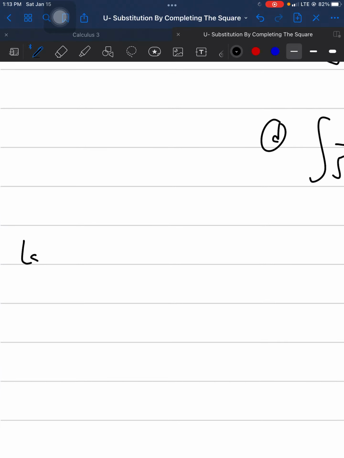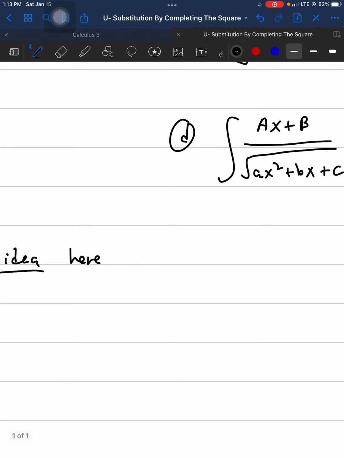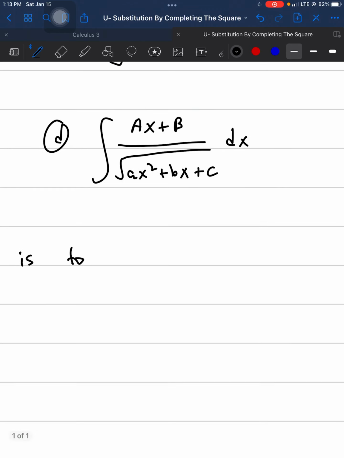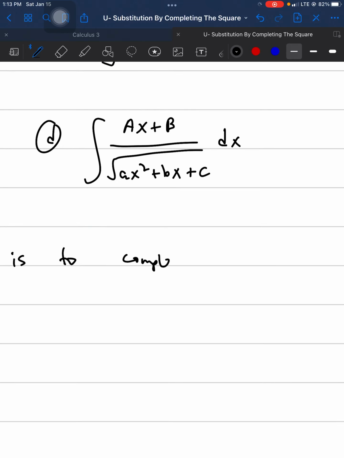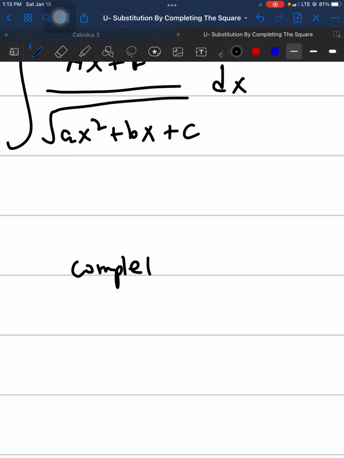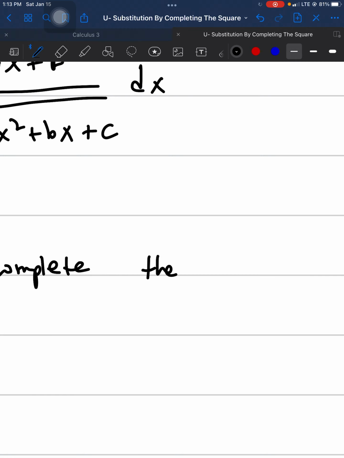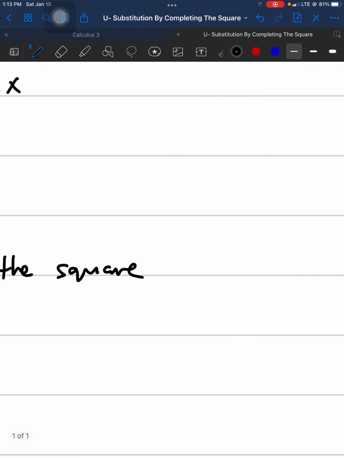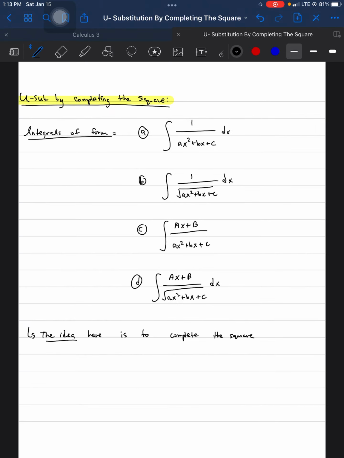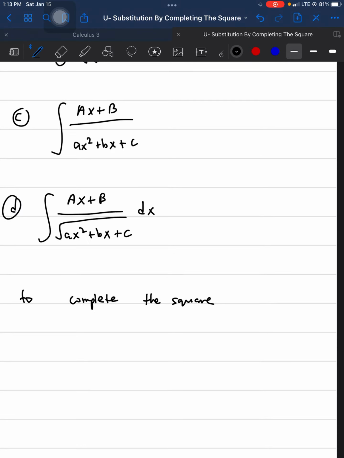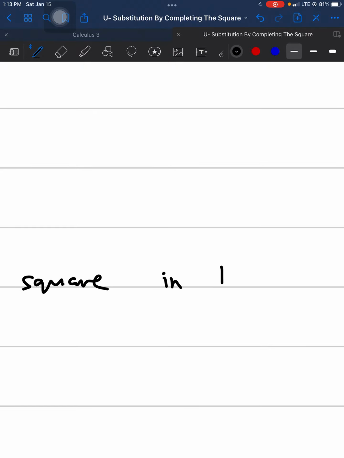So the idea here is to basically complete the square. Completing the square is something you should have learned in algebra 1 or something. This is just simple algebra that we're going to use to simplify the integral, and then integrating using what we've learned in calculus 2 will be the new information.